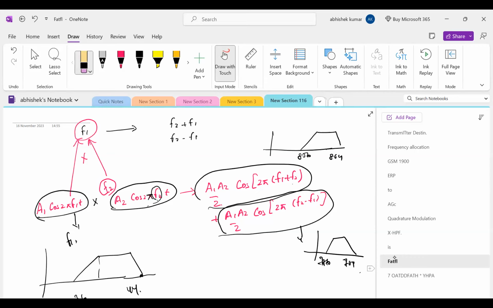Now my question to you: if I replace my high pass filter with a low pass filter, which frequency component will pass? What will my Fs be? F2 minus F1. Right. Any doubt? Because they can twist the question also. Okay, any doubt here? No.